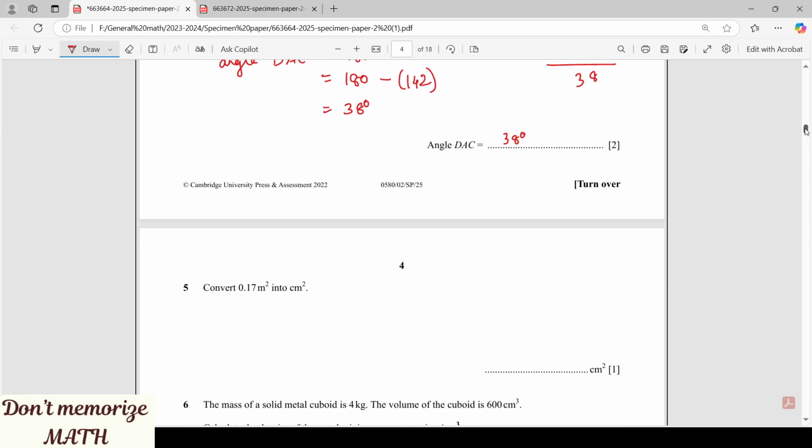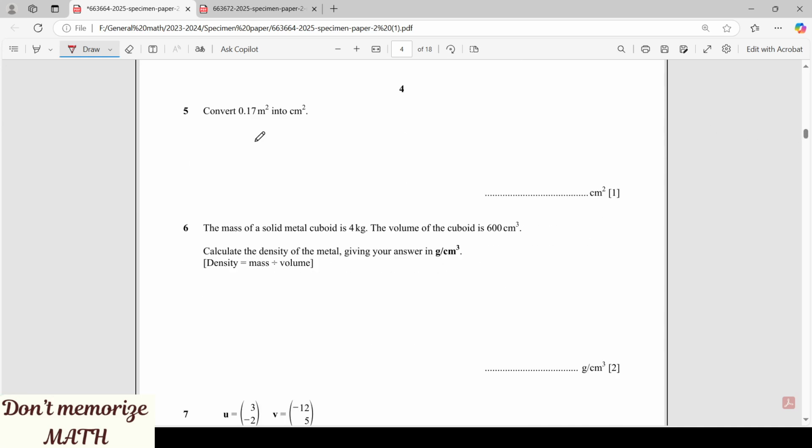So the next question, number 5. We have to convert 0.17 meter square into centimeter square. I hope all of you know how to change meter to centimeter. Meter to centimeter we will multiply by 100. So if it is meter square and centimeter square, you have to multiply by 100 square. If it is meter cube and centimeter cube, you have to multiply by 100 cube. This is an easy way to understand.